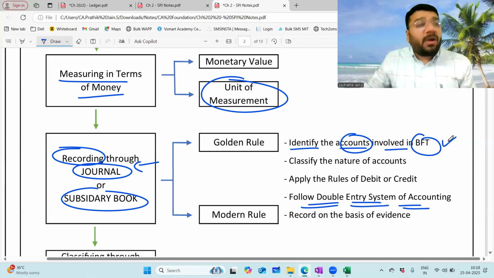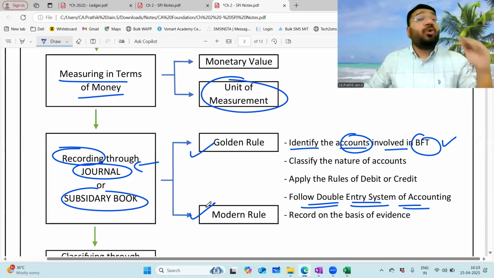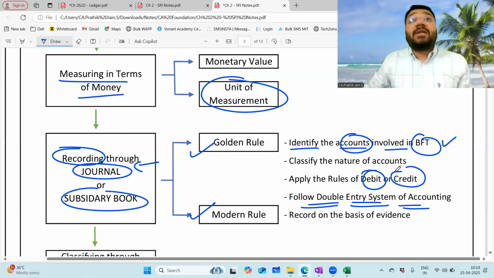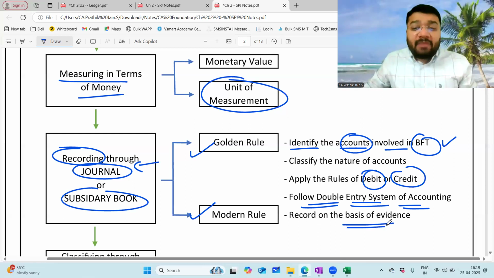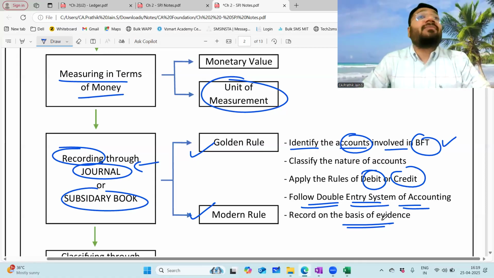Once you identify the accounts involved, you have to classify what nature they are. How will you classify the nature? Either using the golden rule or as per the modern rule. Once you classify the nature as per the respective rule, you will be in a position to decide which account should be debited and which account should be credited. And for all the transactions that you record, ensure that you have supporting evidence. The problem with the journal is that it does not facilitate totaling.